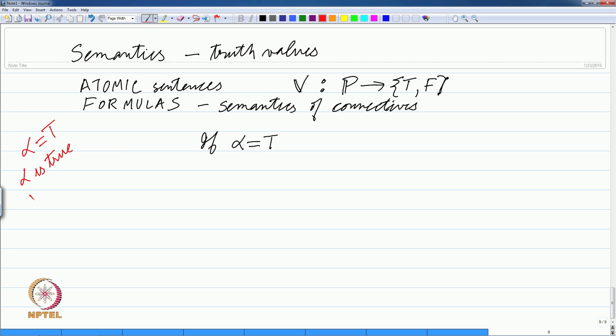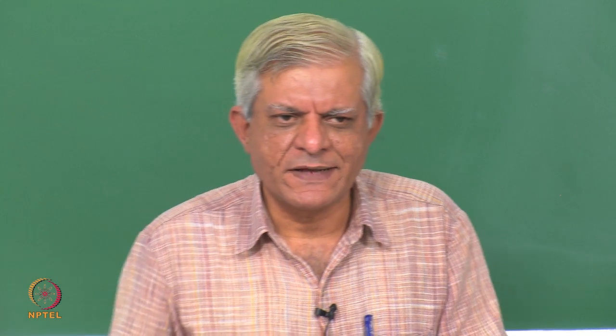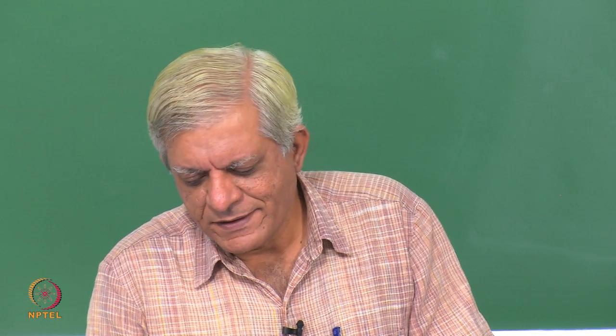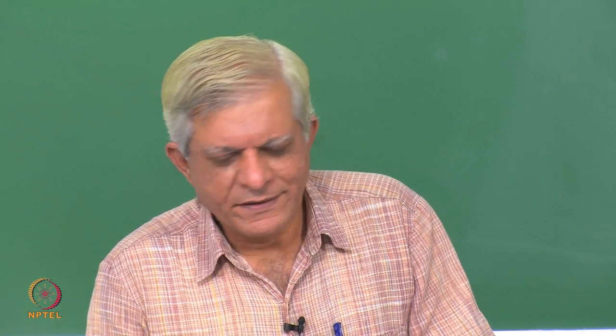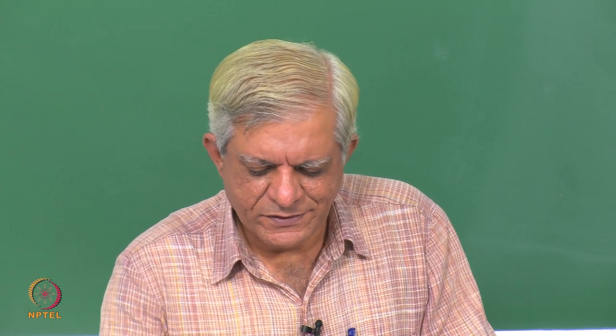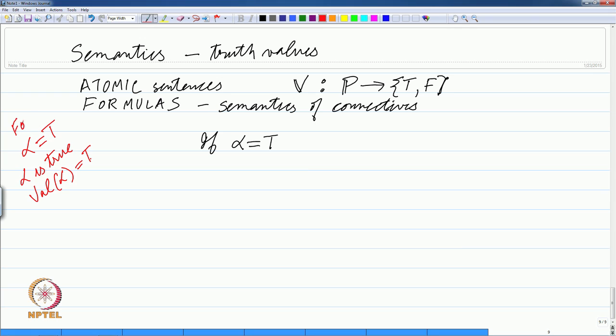To be more precise, we should have said something like val alpha is equal to true. But since we are dealing with propositional logic, we will use this short form at least for the time being essentially. When we move on to first order logic, we will see that this equal symbol has its own meaning that will be part of the language, and therefore, we will have to use a different notation. So, this we will do for PL only.